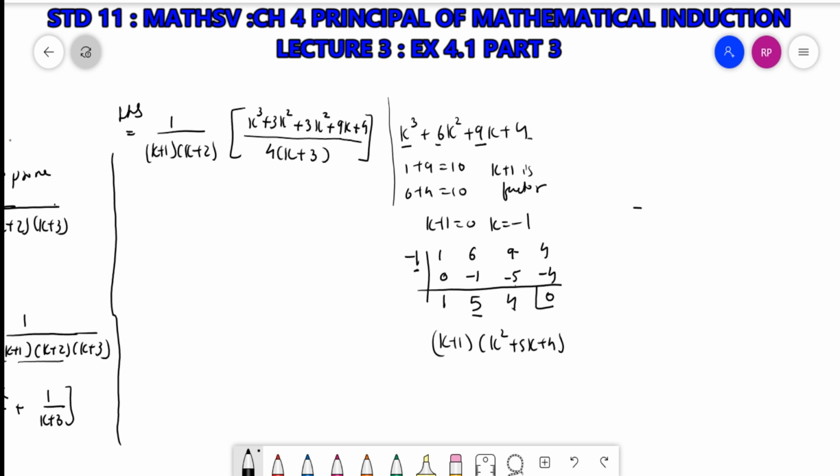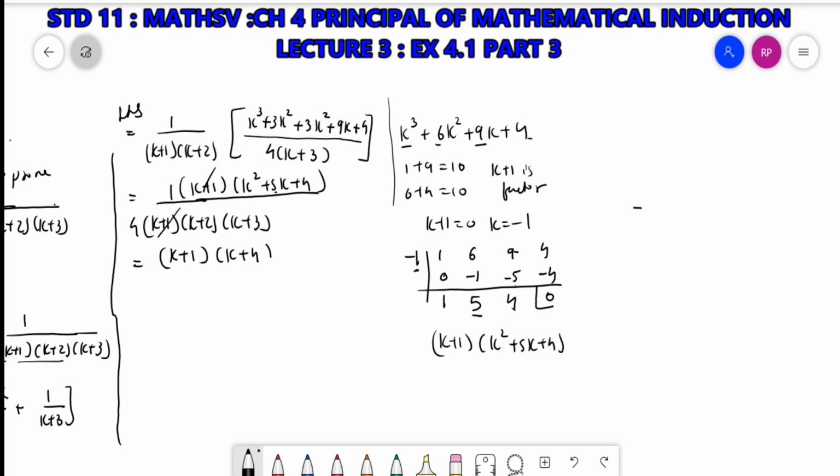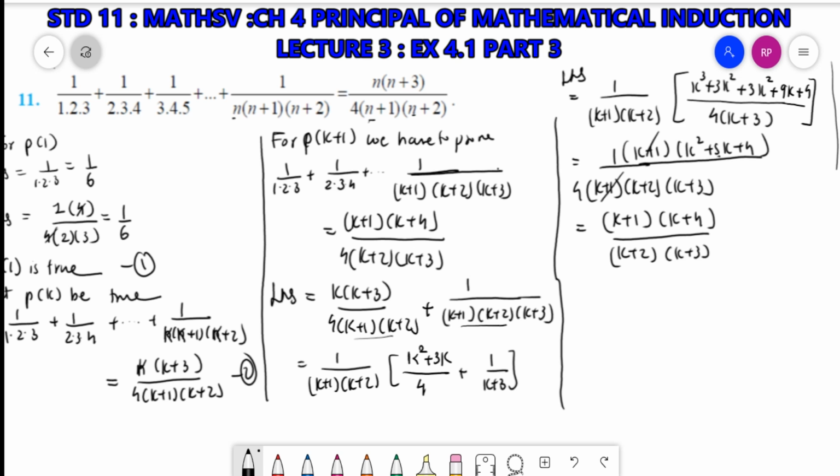Clear? Okay. So now let's see the LHS. This will be equal to 1 upon (k plus 1)(k plus 2), 4, and (k plus 3). The numerator will be equal to (k plus 1) into (k square plus 5k plus 4). So k plus 1 gets cancelled. Now k square plus 5k plus 4, when I split 5 such that its product must be 4 and sum must be 5, that is 4 ones are 4. So this will be again (k plus 1)(k plus 4) upon (k plus 2)(k plus 3). Okay. We missed this 4. So now this is equal to RHS.